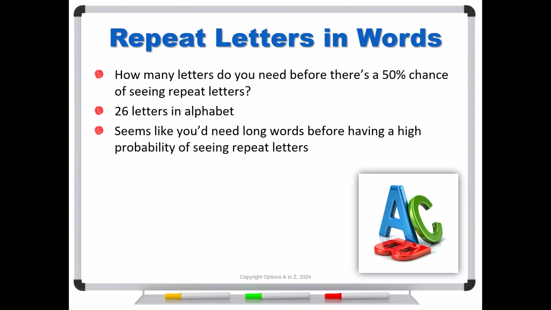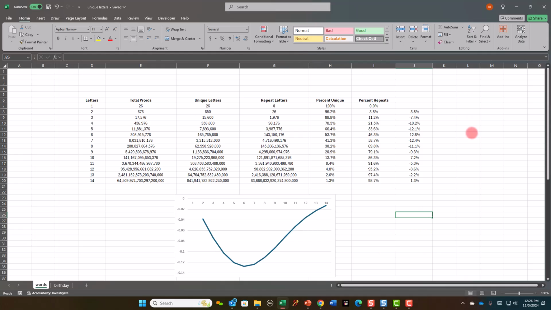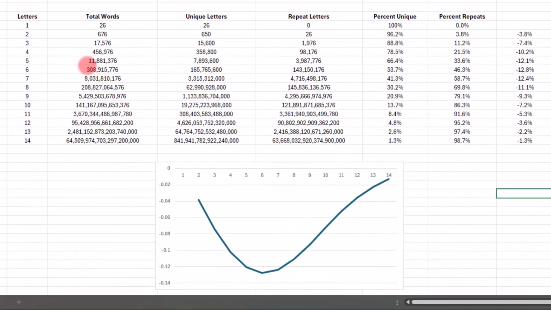So let's jump over to an Excel spreadsheet and take a look at just how many letters you'd need before you should start seeing repeat letters. Okay, so here is an Excel spreadsheet, and these are the number of letters in a word. So this is a 1-letter word, these are 2-letter words, 3-letter words, and so on. So our longest word we're going to construct is 14 letters long.